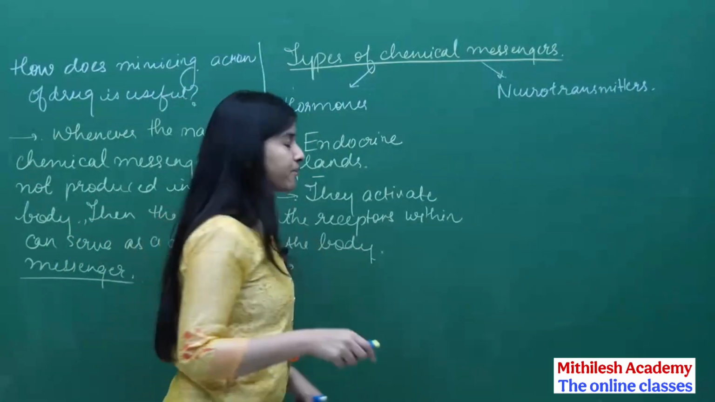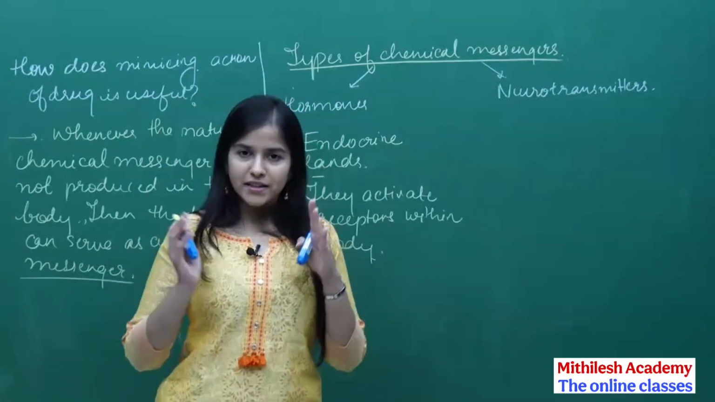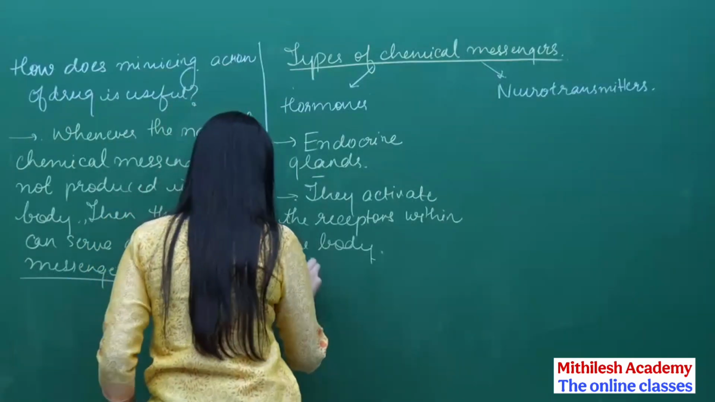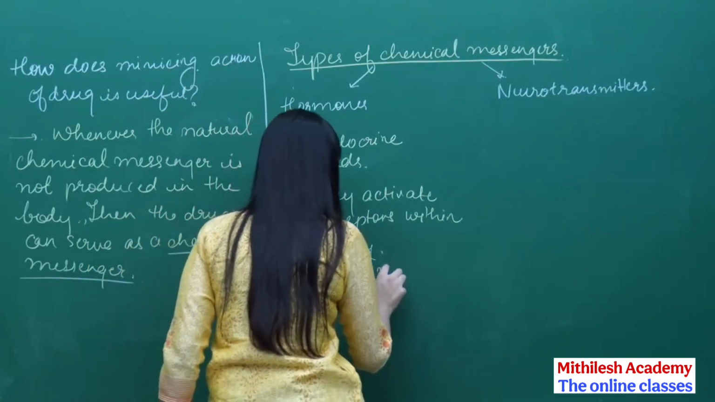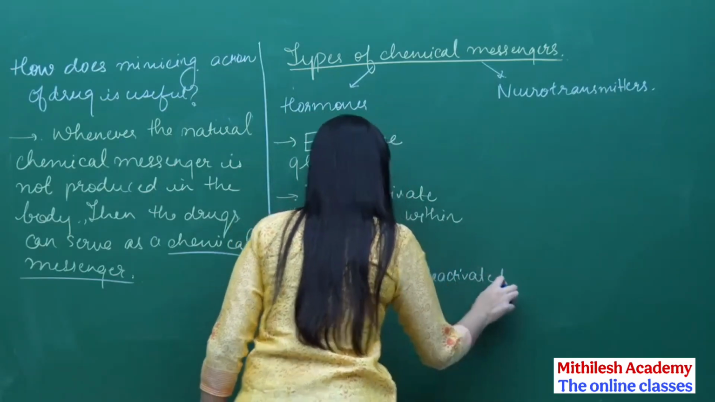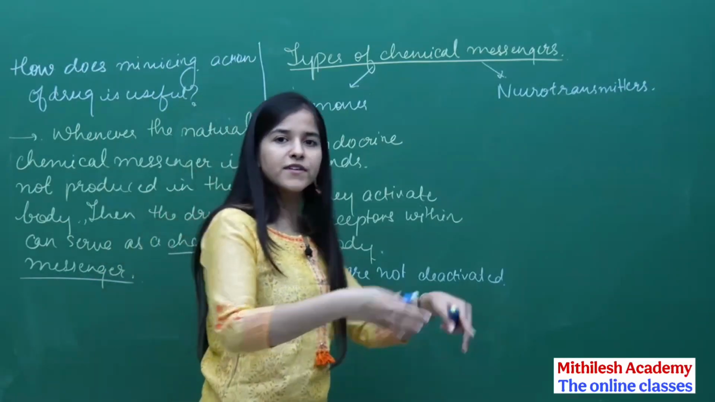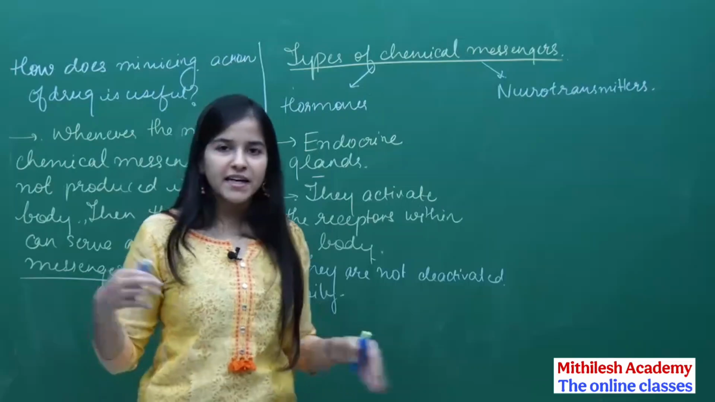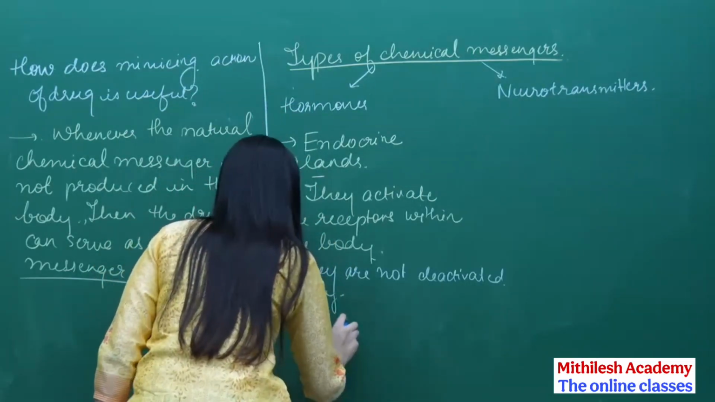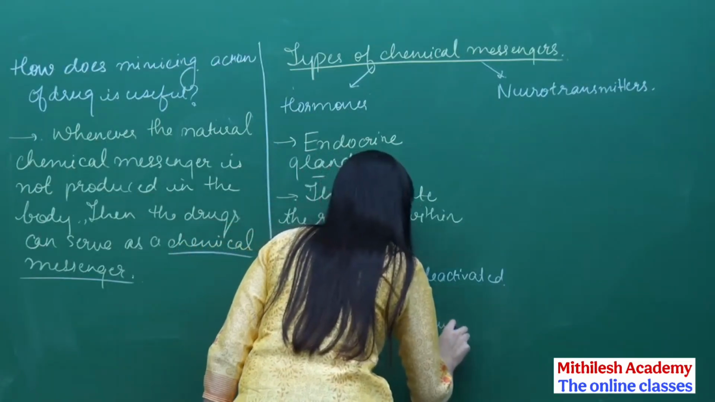And what else? They are not easily deactivated. That means after passing on the information, they still remain in our body. They are not deactivated easily. And basically what is the mode of transfer? The mode of transfer is blood. They are transferred through our blood, they travel through the bloodstream.